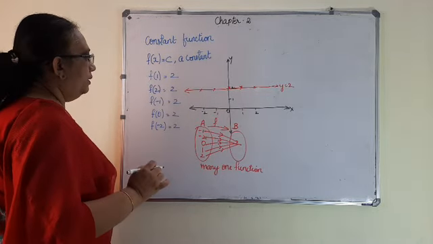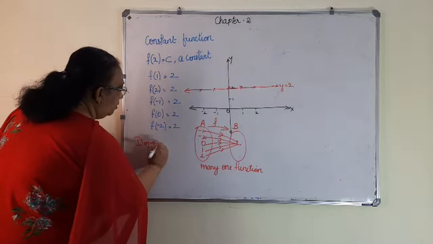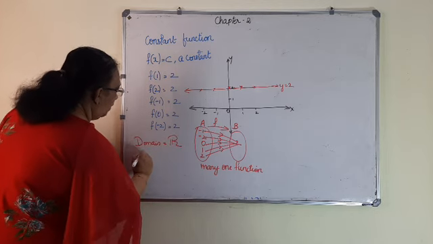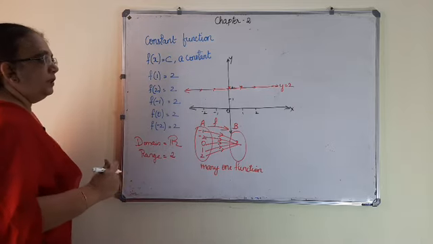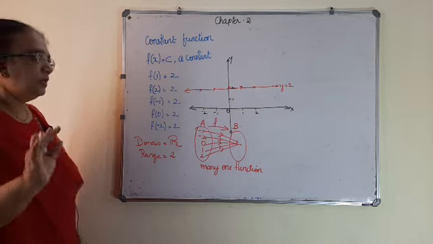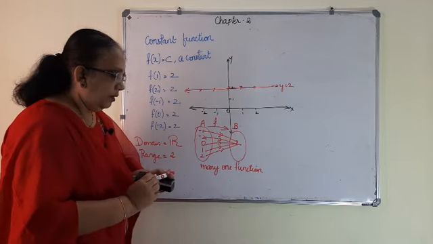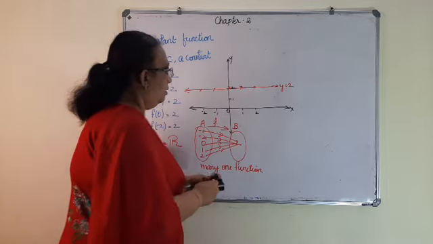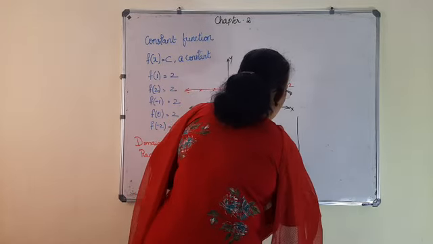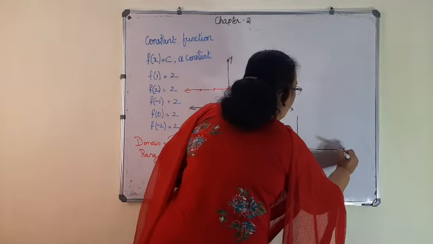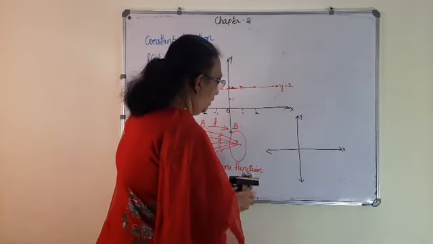And what about the domain? Domain is equal to the set of all real numbers. What about the range? It is equal to 2, because all points map to only one value, that is 2. Now, this can be in the form of the x-axis and y-axis. It can be in this form also.